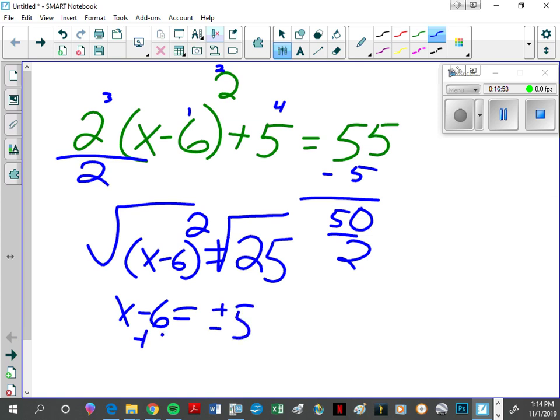Now I add 6, 11, and positive 1. 5 plus 6 is 11, so x equals 11. And negative 5 plus 6 is equal to positive 1. Do you guys understand that? There's only one thing I need to add to this, but do you get that?